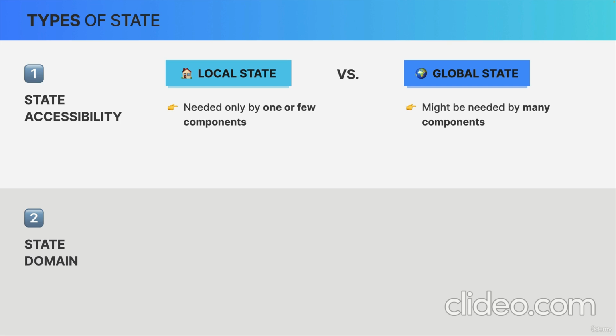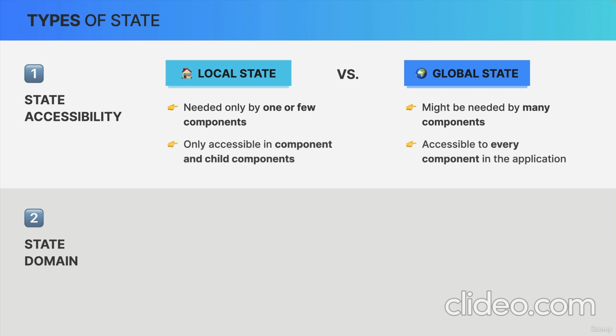That's why local state is only accessible inside the component that it was defined in, plus maybe its child components, while global state can actually be made accessible to every single component in the application. So it's the accessibility of a state variable that changes between local and global state.